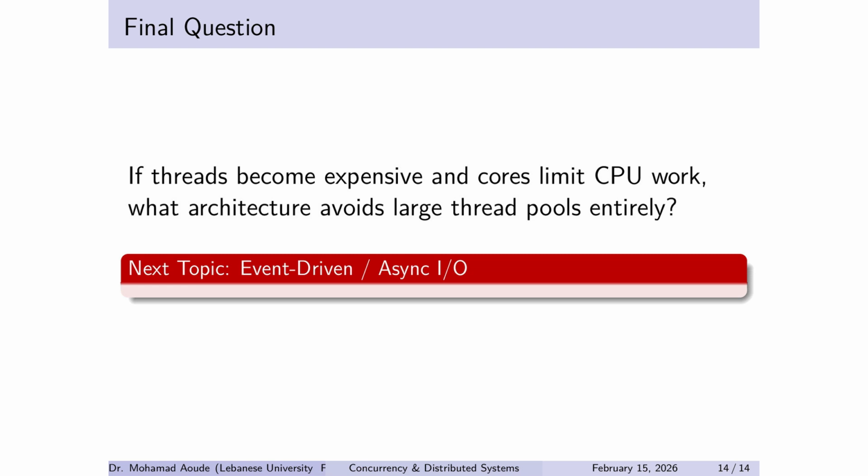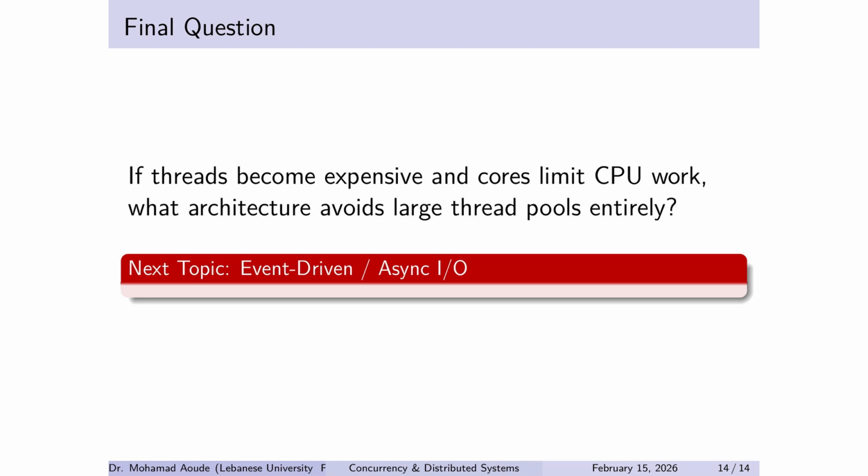We have now seen something important. Threads help for I/O. Threads hit limits for CPU. Large thread pools introduce overhead. So here's the question. What architecture avoids large thread pools entirely? What if instead of using many threads, we use one thread and never block? That's the idea behind event-driven and asynchronous systems. And that is where we go next.